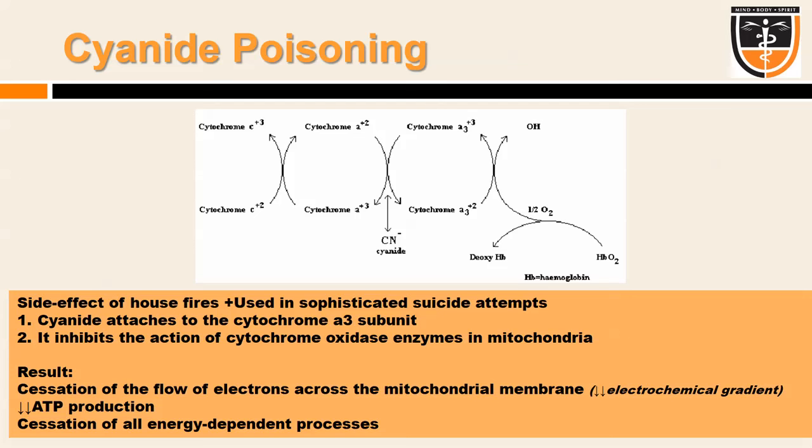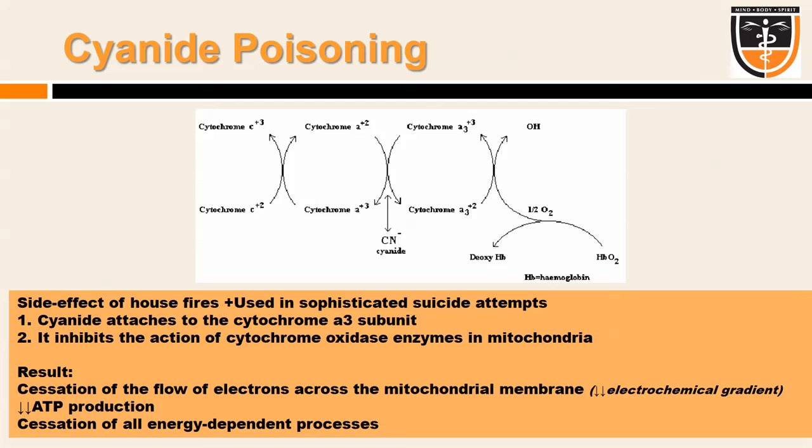But it's used in sophisticated suicide. More commonly, cyanide is produced by the burning of some synthetic fibers. Actually, cyanide is used as a fire retardant, stupidly. Why? Because it is put on the surface of blankets, so it suppresses fire. But when it burns, it will release cyanide. So cyanide is a common problem in house fires.